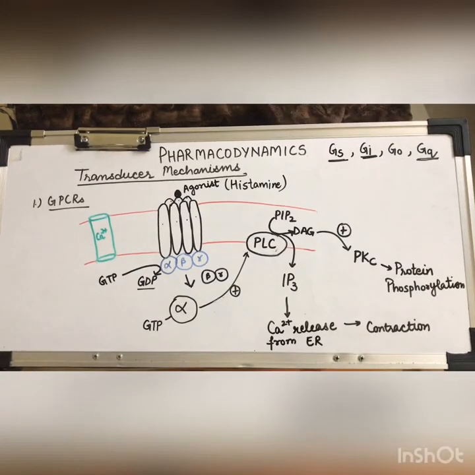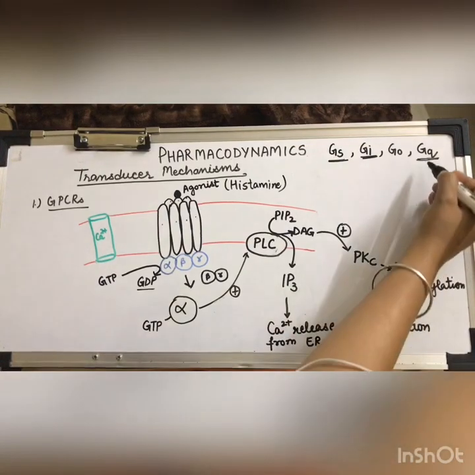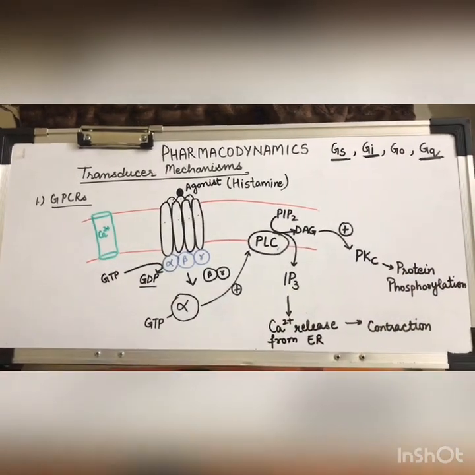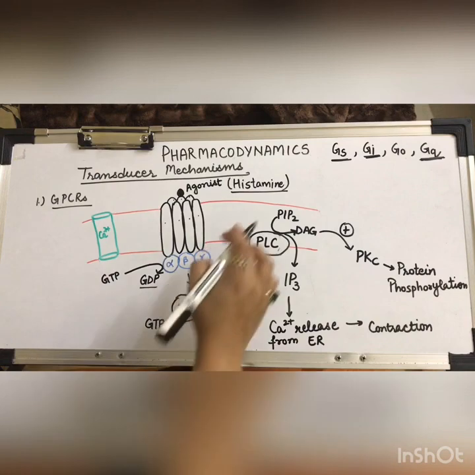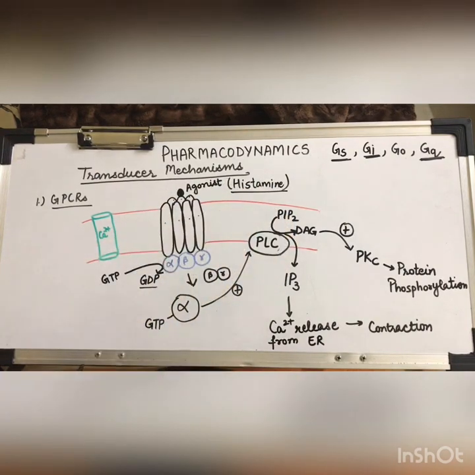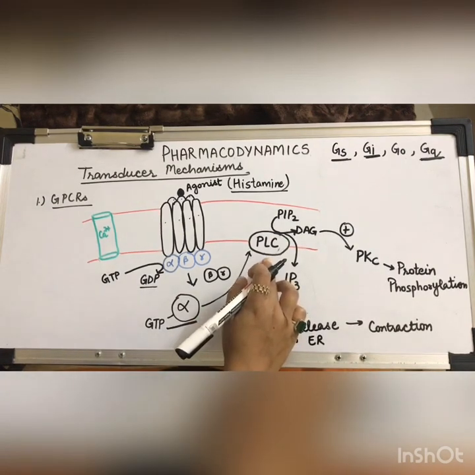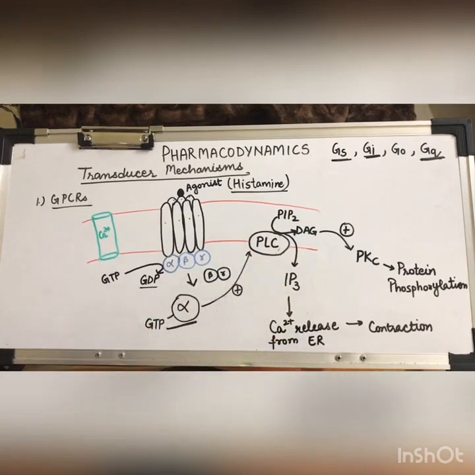Now let us discuss the next pathway, which is phospholipase C or IP3 DAG pathway, which is carried out by GQ proteins. In this case, the agonist will be histamine. Now, what happens when histamine comes and binds to the GPCRs? Again, this heterotrimeric unit will be activated by GTP, and these GTP activated proteins will dissociate. The activated alpha subunit now activates phospholipase C, which is the effector in this case.